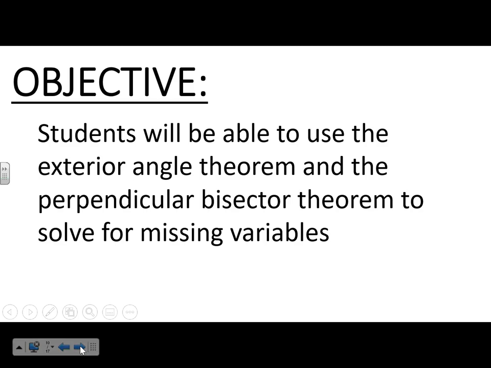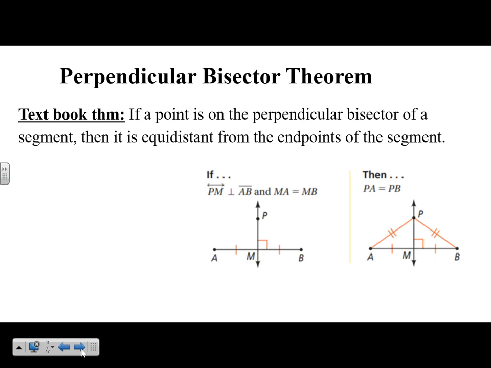So we just did the exterior angle theorem, so that's great. Now we're going to move on to the perpendicular bisector theorem. So this is what the textbook says. The textbook says if a point is on the perpendicular bisector of a segment, then it's equidistant from the endpoints. So this isn't even talking about triangles. It's just saying that if we have this line segment, and I know that this other line segment is perpendicular, and it's right in the middle, so that means these two are congruent to each other.